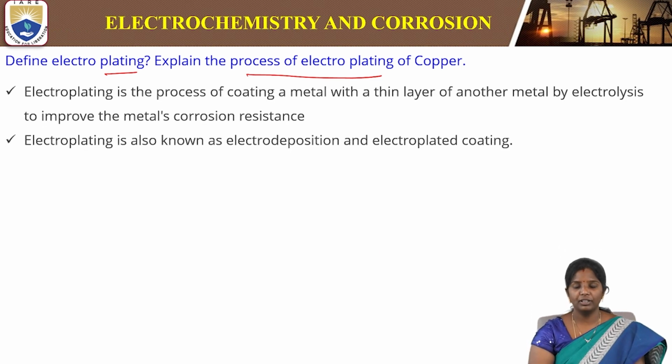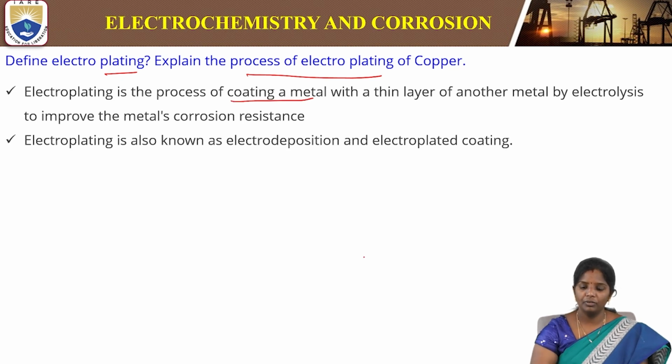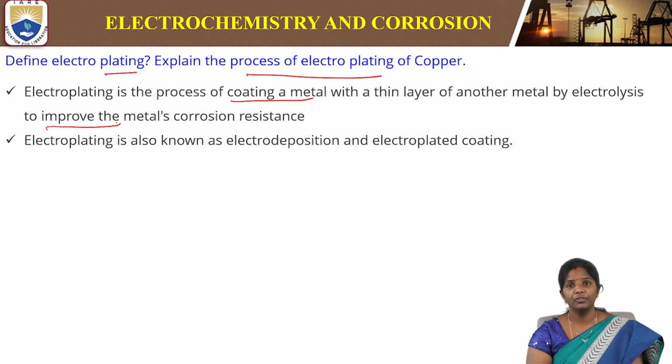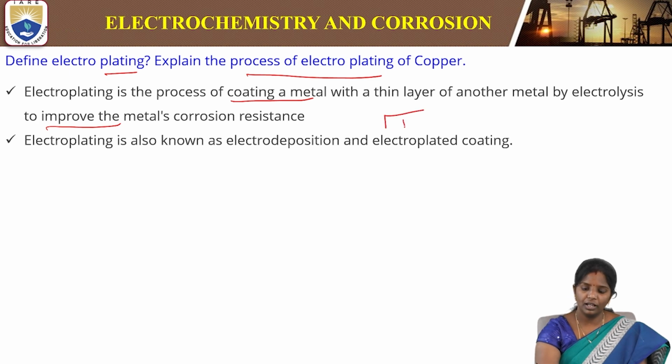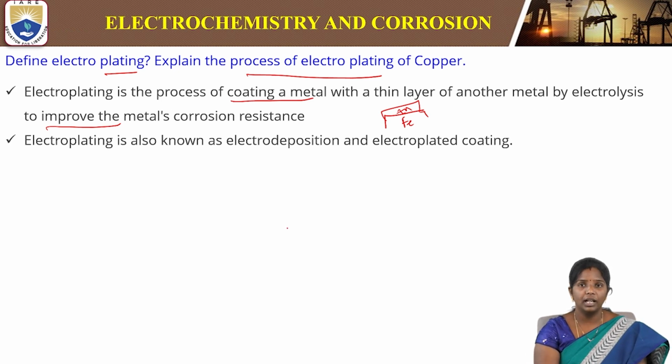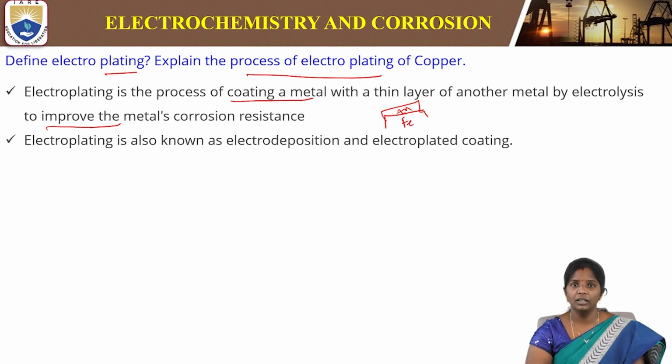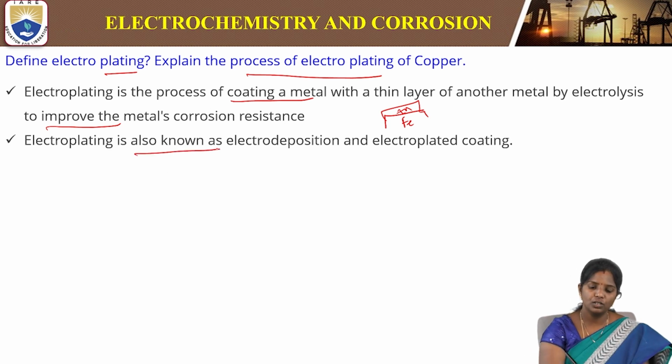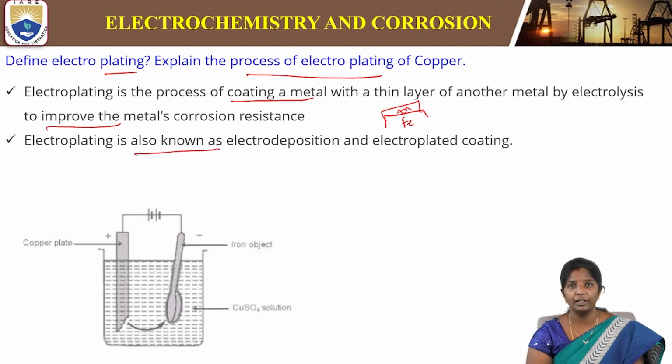So we have electroplating of copper here. Electroplating is nothing but coating a metal with a thin layer of another metal by the electrolysis process to improve the metal's corrosion resistance. Whenever a metal is coated with another metal, it is protected. So therefore, we are coating it using electroplating. Electroplating is nothing but electrolysis. One of the metals will be helping in coating the other base metal. Electroplating is also known as electrodeposition and electroplated coating.